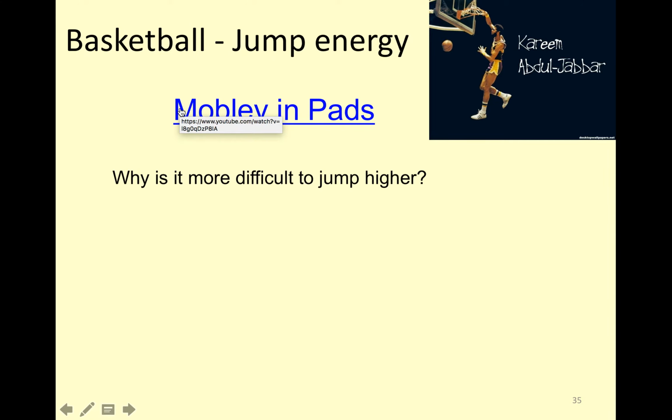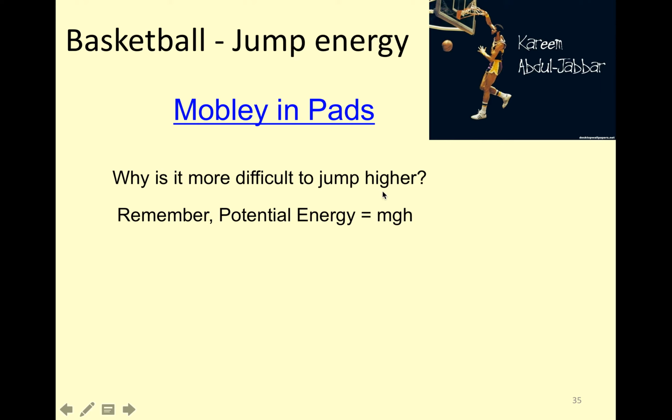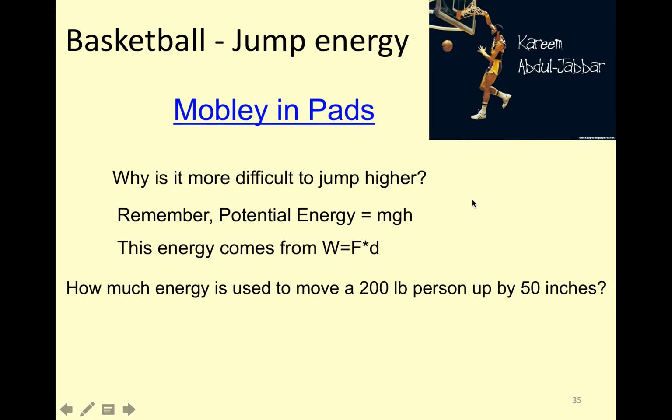Why is it he can jump higher? Because he's added more mass. Potential energy: more mass means it requires much more energy to be able to jump. This energy comes from work, which is equal to force times distance. The force that's required to get him up in the air becomes greater.